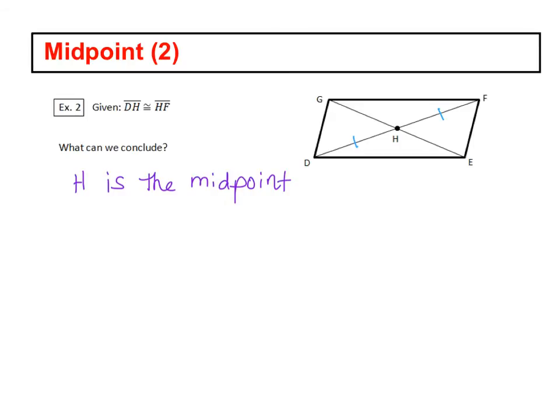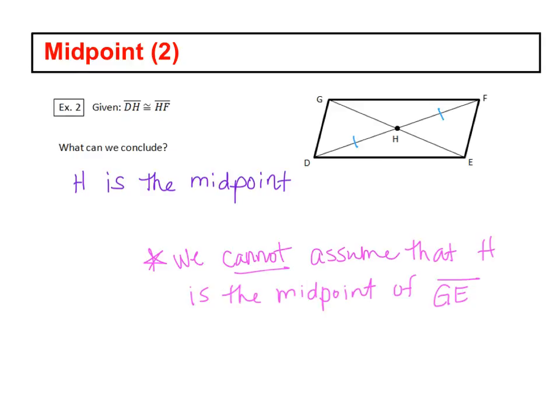So just something to kind of make sure you have in your notes, just so you don't do this in other examples. We cannot assume that H is the midpoint of GE, because we don't know that GH and HE are congruent, so we cannot assume this one over here. But we can conclude that H is the midpoint, and let me be more specific, it's the midpoint of segment DF.